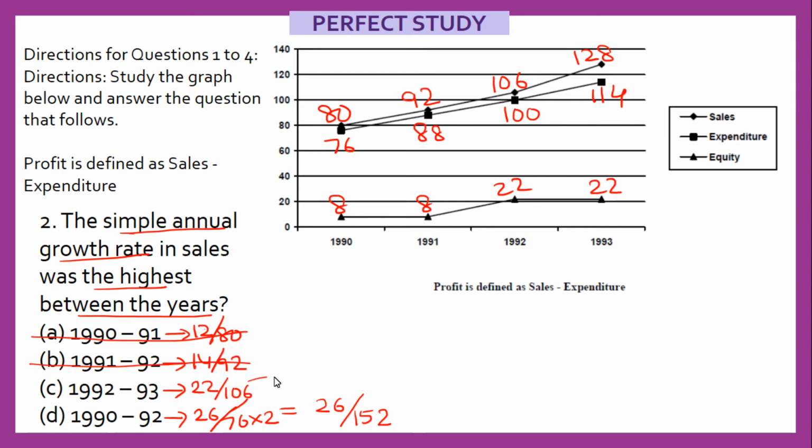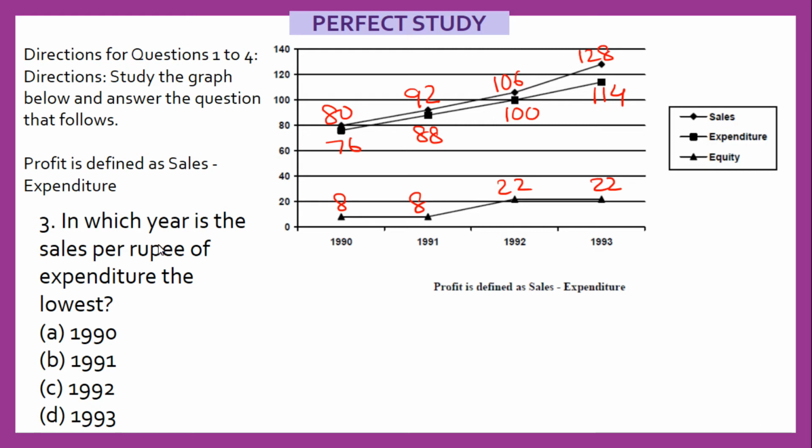So the rate of increase in the denominator is much more compared to the rate of increase in the numerator, which means this will also not be my answer. My highest value will be 92, 93. Okay, I hope this was clear to you. Now let's move on to the next one.